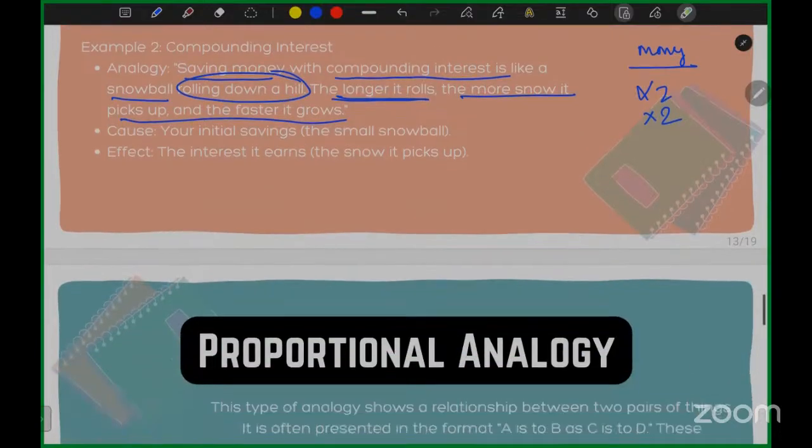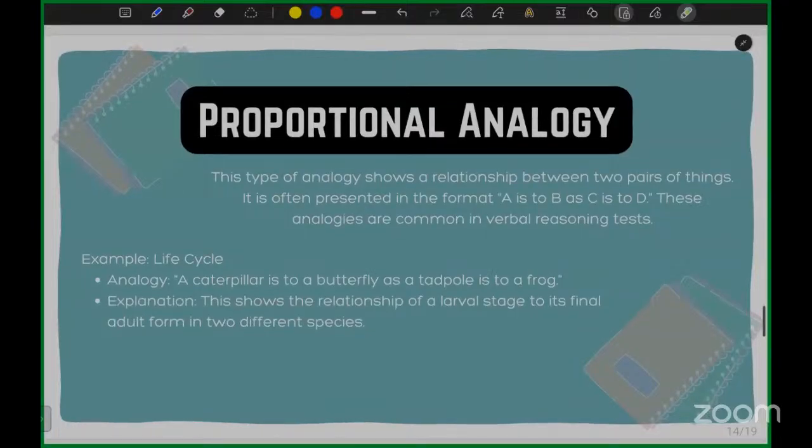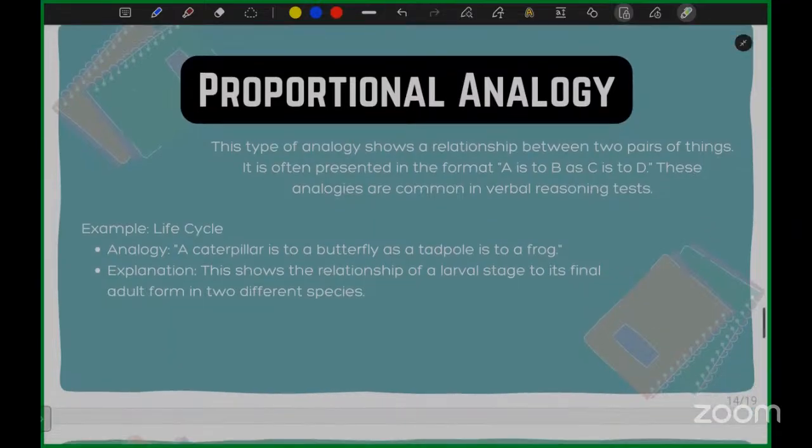So next we move on to the next type of analogy, called proportional analogy. This is also a very simple analogy, but it's kind of challenging for students to understand. We'll see the example down below: the life cycle. When we compare the life cycle of a caterpillar and a frog, I mean a tadpole, what are the stages of a caterpillar and the stages of a tadpole?